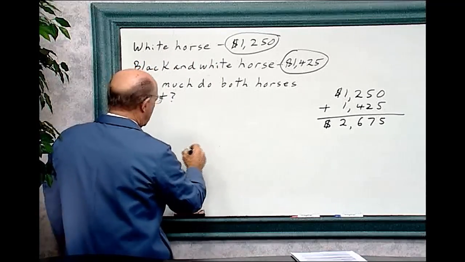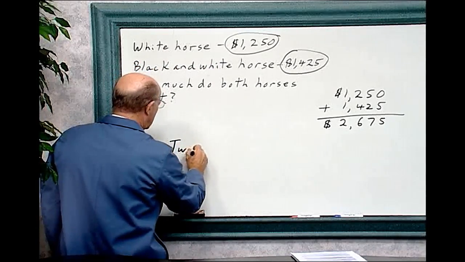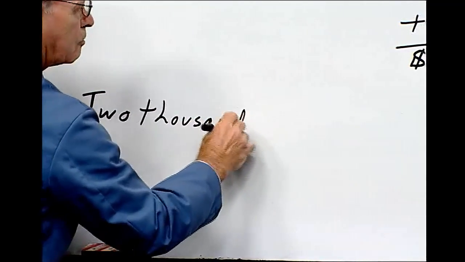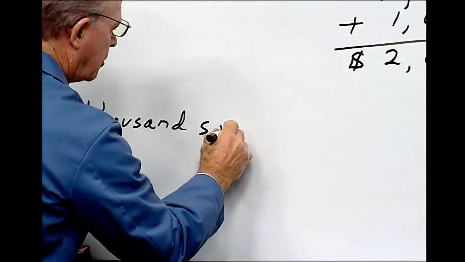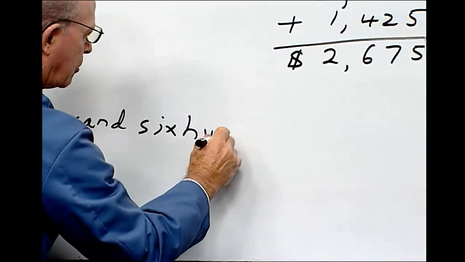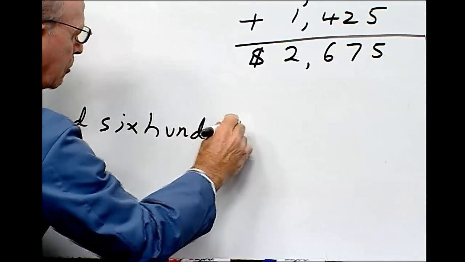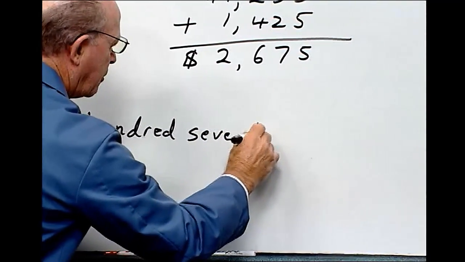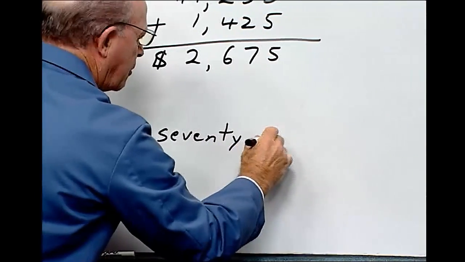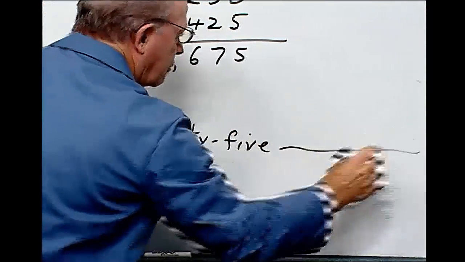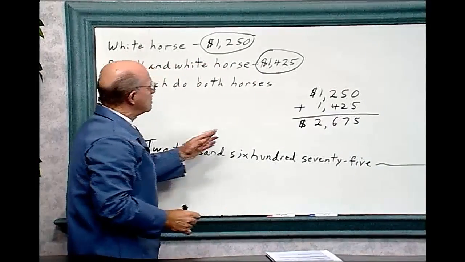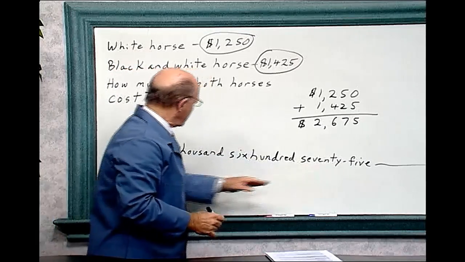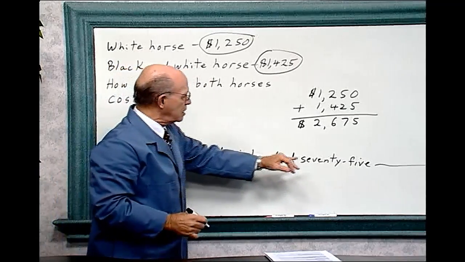So both horses cost $2,675. So if you had to write a check out, this is the number that you write: $2,675.